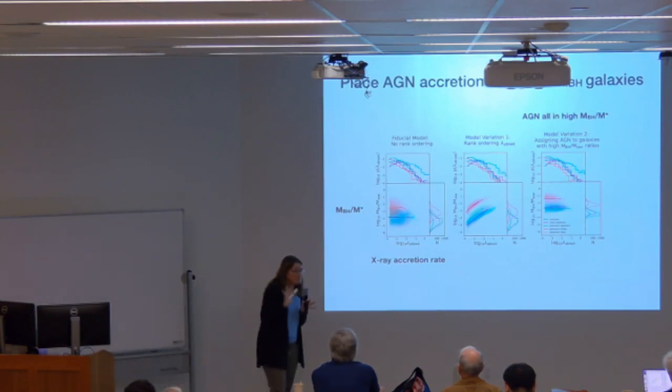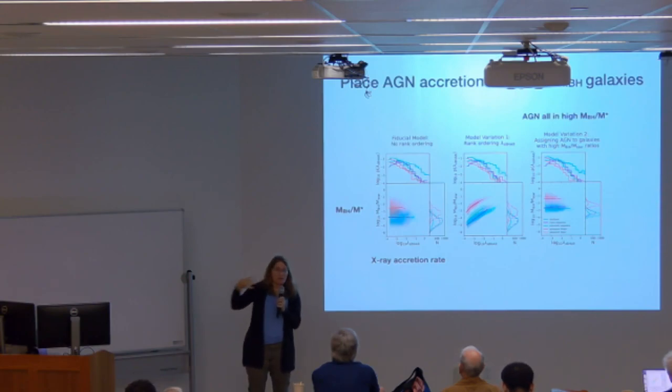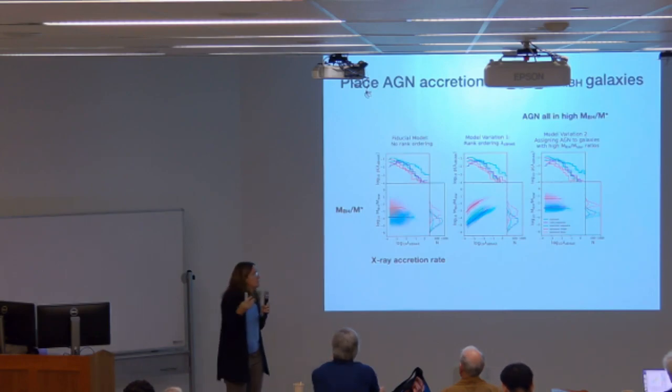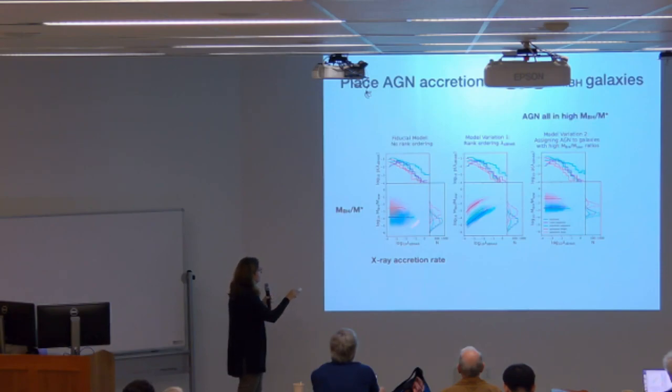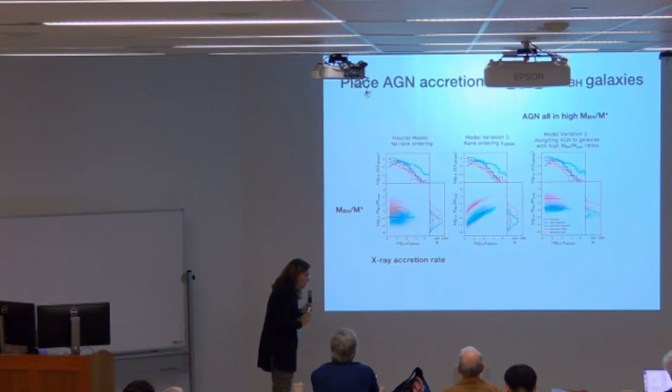So we were really concerned, surprised at these horizontal tracks. And we were like, why are we not growing enough? Why are the massive black holes not growing? So we tested a bunch of different models. Our fiducial model, which is all the plots I've been showing you so far, has no correlation between the ratio of the black hole mass to the stellar mass and the AGN accretion rate. We basically just allowed it to be kind of random, fitting the observations. But then we were finding there's no growth in the massive black holes.